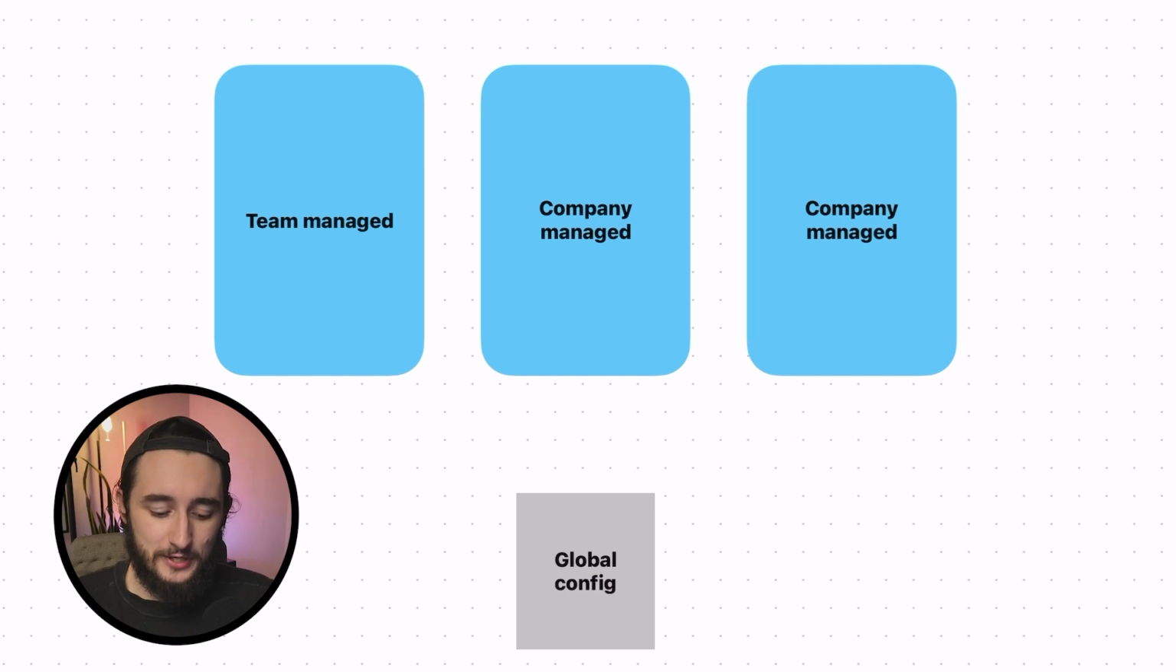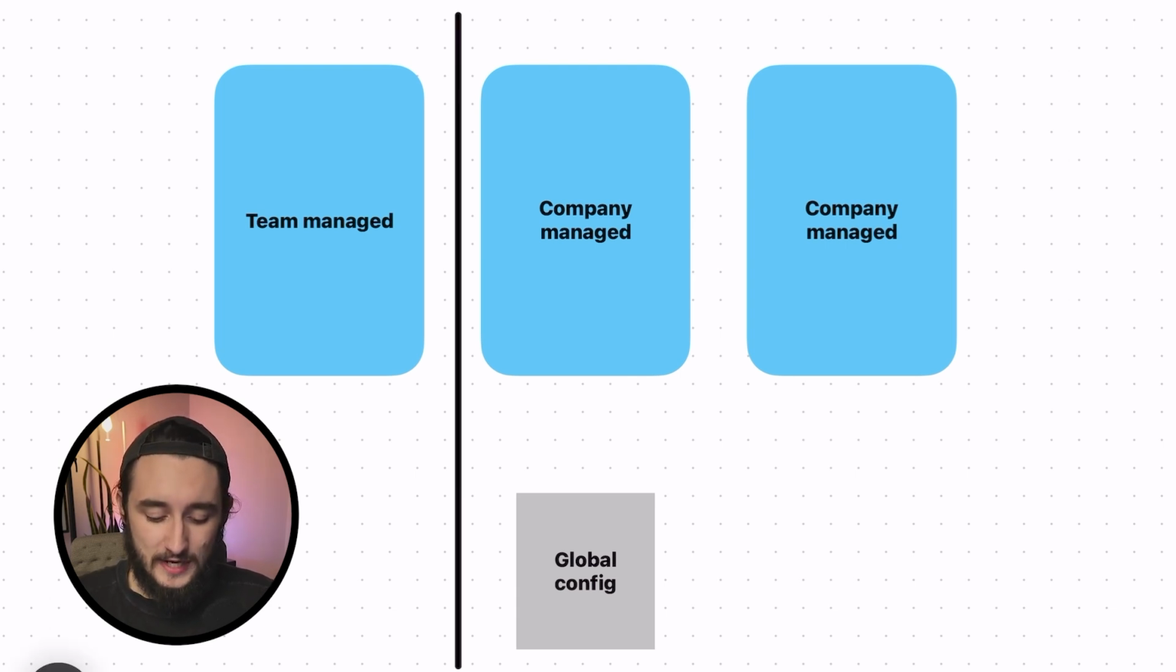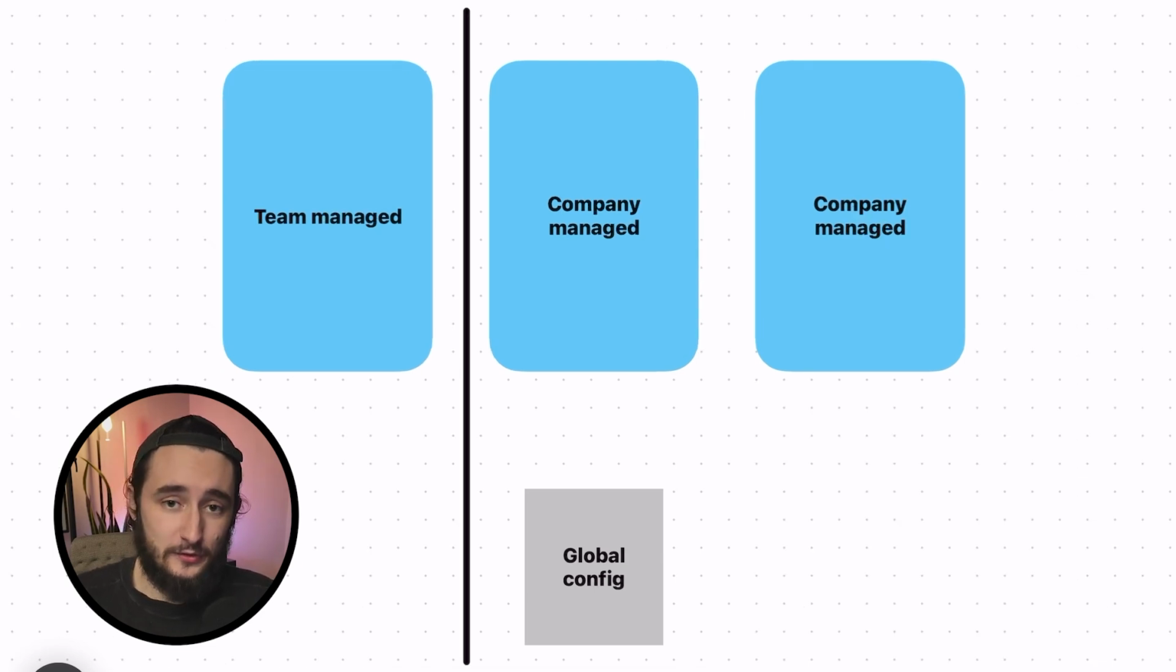Jumping into my diagram here, I have a team managed project on the left, company managed projects on the right, and global configuration on the bottom. And let's say I'm going to be making changes to a workflow within my project. These global configurations are actually completely siloed from team managed projects and cannot be used or referenced inside of those team managed projects. So in this case, I'll go to my project settings. I'll be going into my workflows and making those changes in the project itself. And this is where the limitations start to begin.